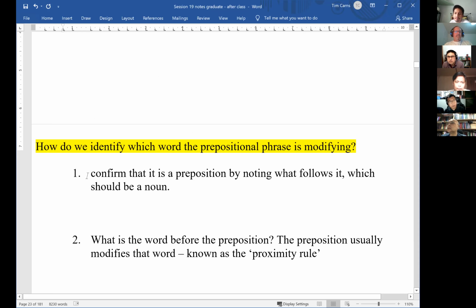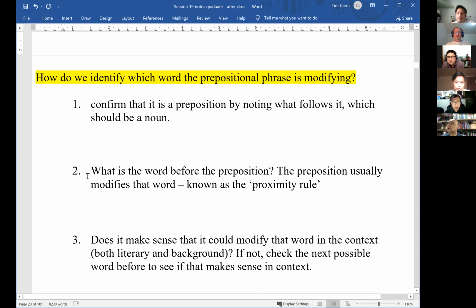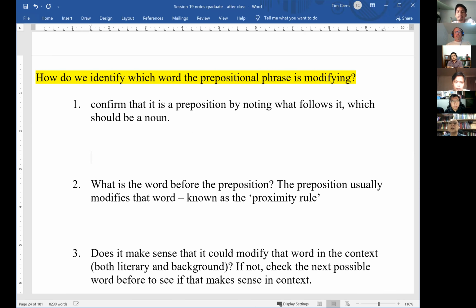And that is this: how do we identify which word the prepositional phrase is modifying? Again, this is really what we're interested in as far as the diagram is concerned. I've got this preposition and the noun, a prepositional phrase. I really want to know, what is it modifying and how is it modifying it? Okay, that's what we're getting to. So the question is, how do we identify what word that prepositional phrase is modifying?